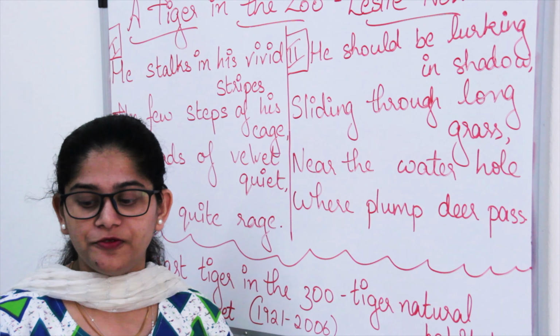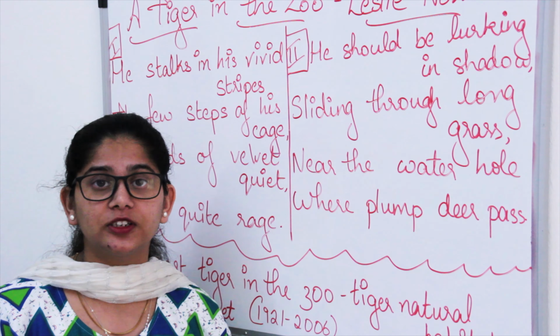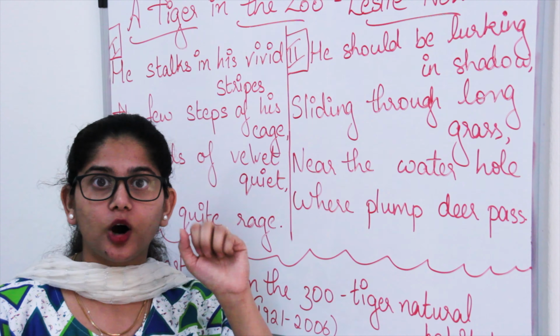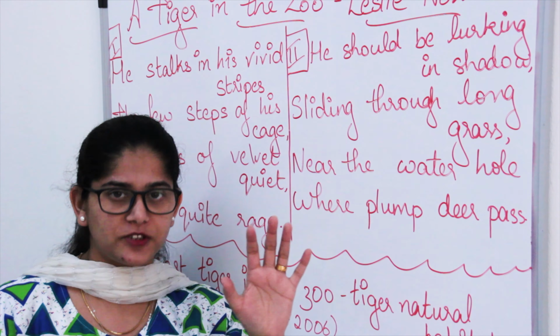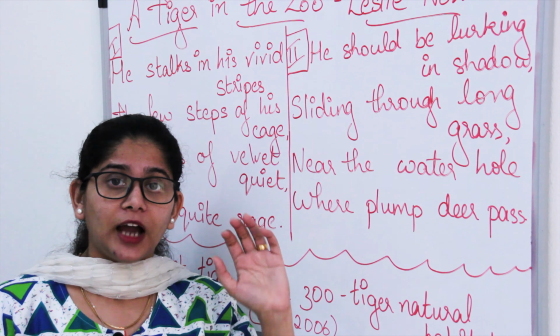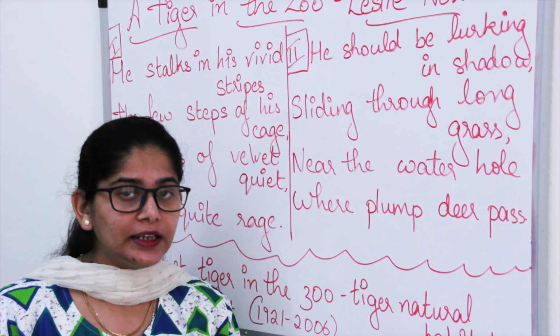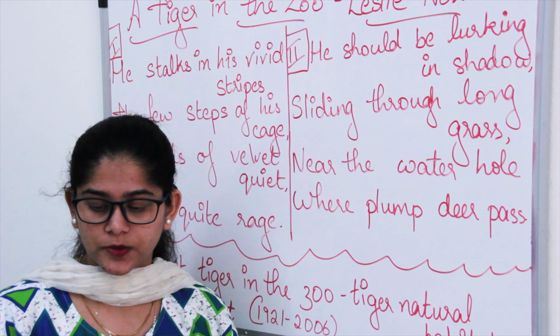On pads of velvet quiet, in his quiet rage. On pads of velvet quiet. Now you've seen the paws of the tiger, right? They're so soft, that's why they've used the word pad. As they're so soft, he's silently moving his feet.